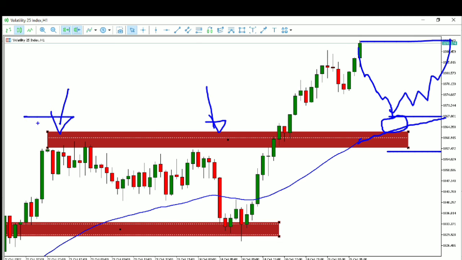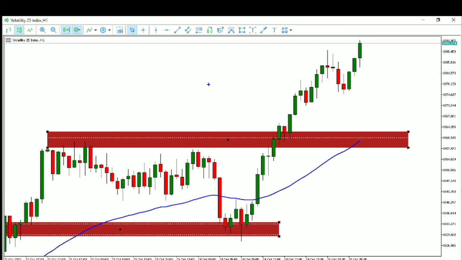So the key point here is the previous level of structure, and then the moving average supporting your trend. So let me show you one or two more examples so that you can really master this.